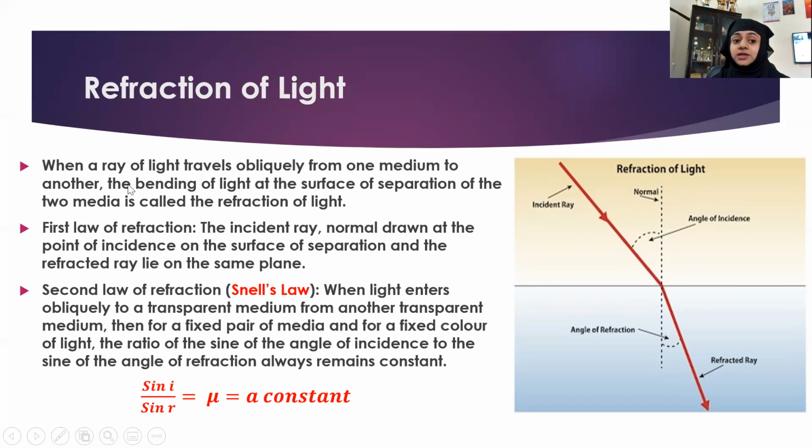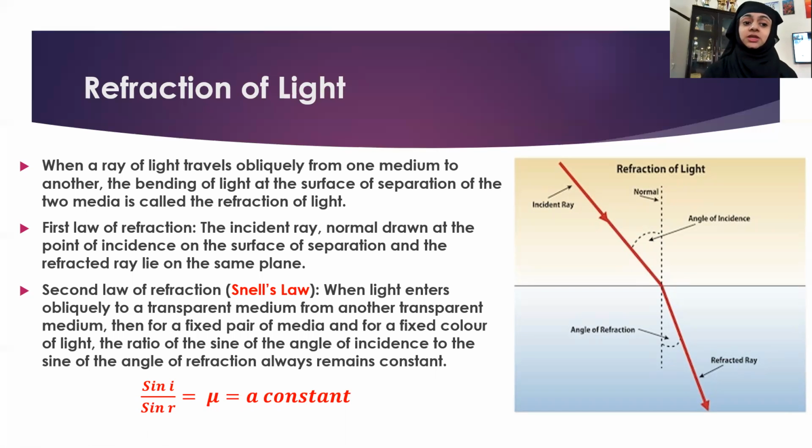Now, one condition for refraction of light to occur is that the light should travel obliquely, that is making an angle less than 90 degree. Now, if the light is traveling along the normal, will there be a refracted ray? The light will travel along the normal and there will not be refraction. That is, there will not be bending of light because the bending of light at the surface of separation of two media is called refraction of light.